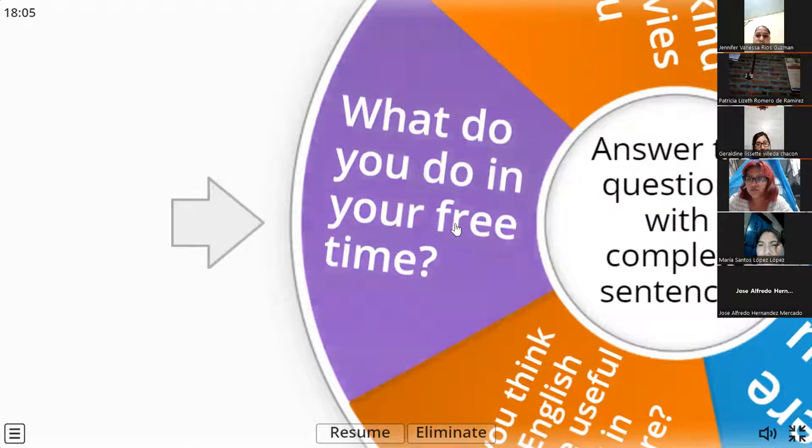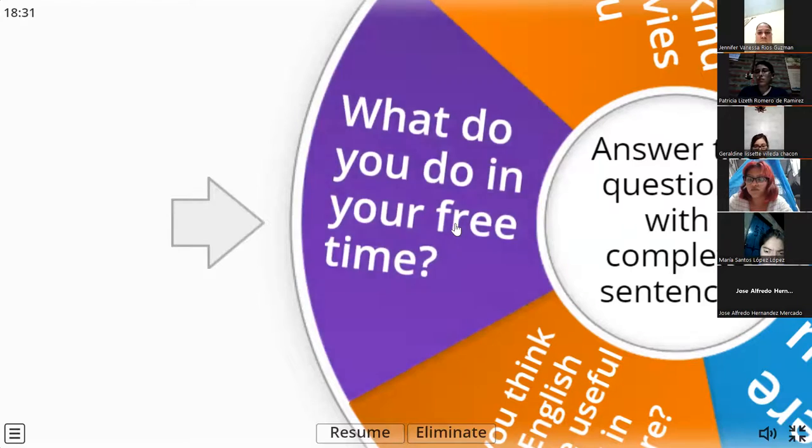Una oración simple que usted pueda hacer. I like listen to music. Okay. ¿Cómo haría solo el statement, the positive statement en esa oración? I like listen to music. Okay. I like listen to music. Good. Thank you so much.